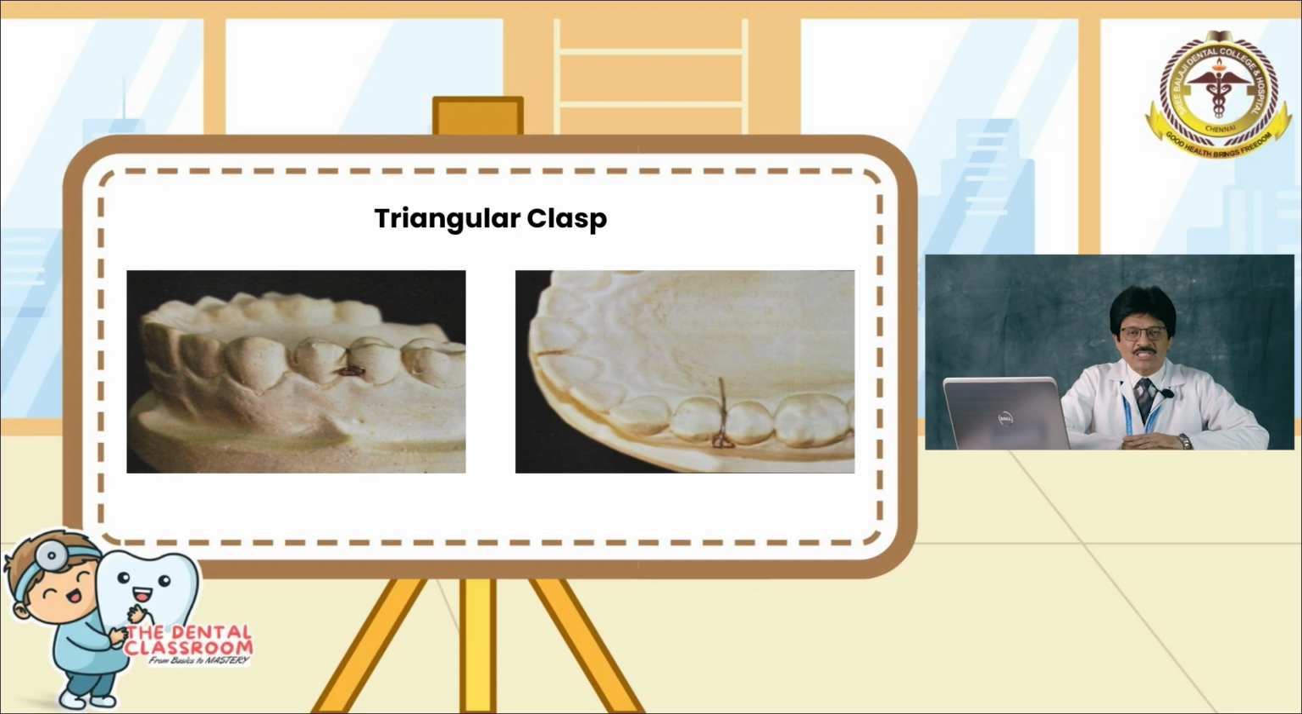The triangular clasp. The form is in a form of a triangle. It takes advantage of the interdental area more so between the first and the second premolars, and the two sides of the triangle seem to abut the distal undercut of the first premolar and the mesial undercut of the second premolar. And since this triangle is open, the open end is towards the distal side.